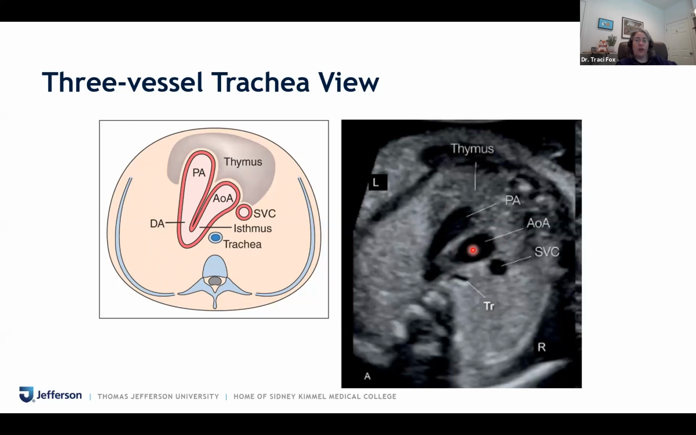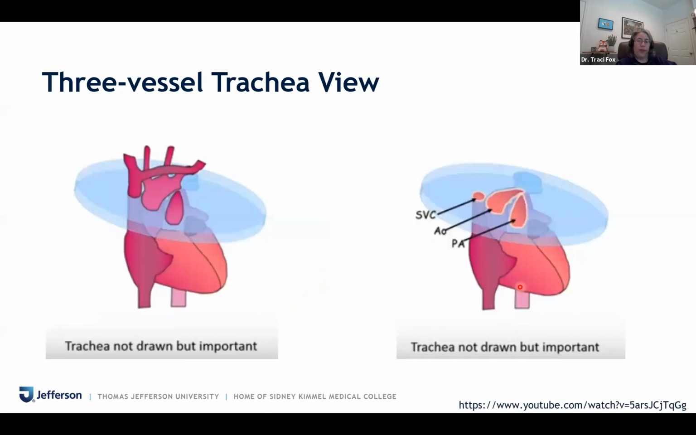Both of these, the aortic arch and the ductus arteriosus, are headed for the descending aorta. Here's the SVC and the trachea, which is why this is called the 3-vessel trachea view. This plane is from one of the YouTube videos. I love this image because it shows the plane that you're going to be at, cutting right across the aortic arch, the SVC. The trachea is not in this image, but you can see the pulmonary artery, aortic arch, and SVC. That's what it's supposed to look like.